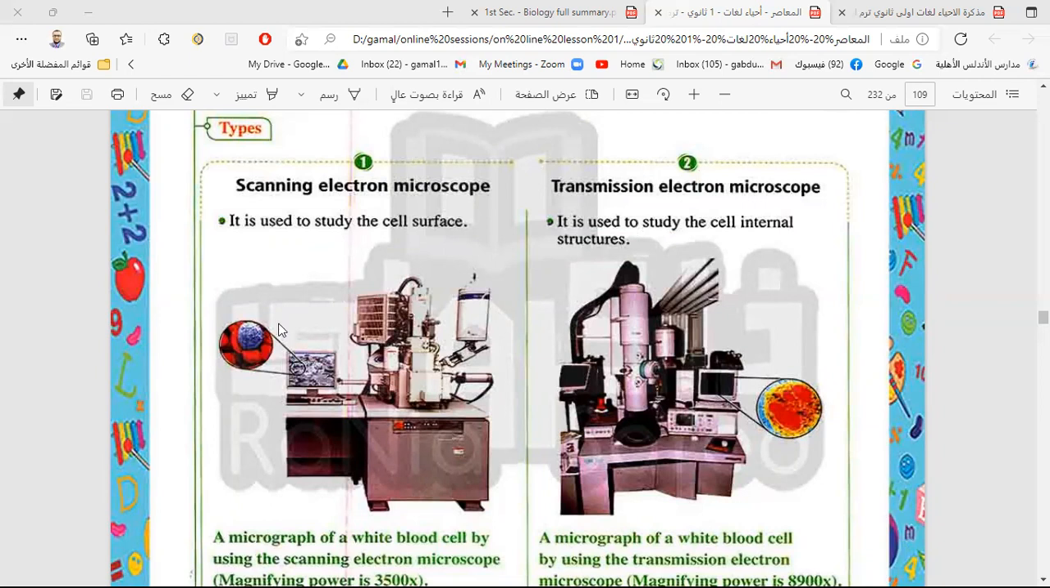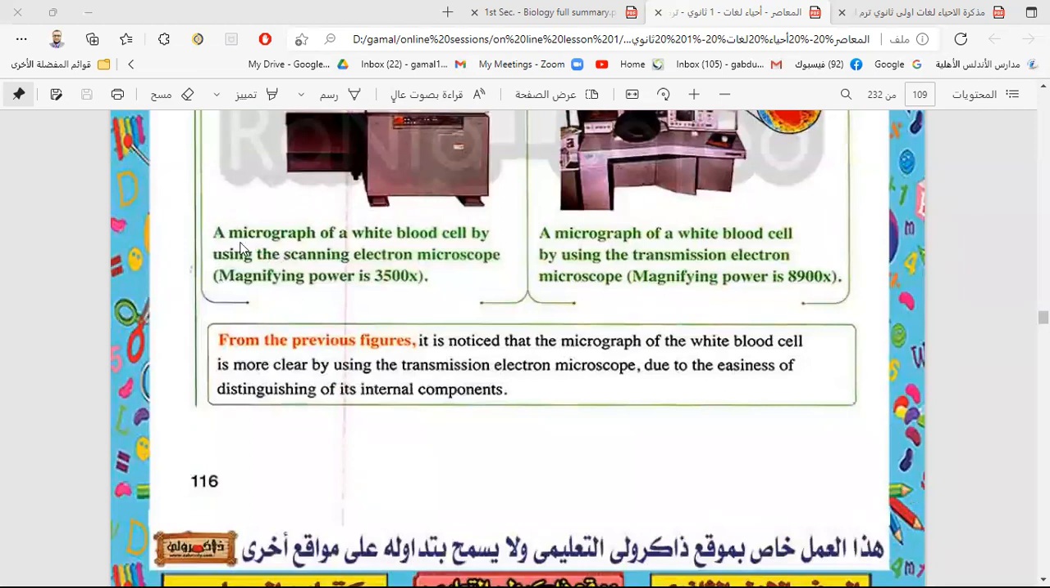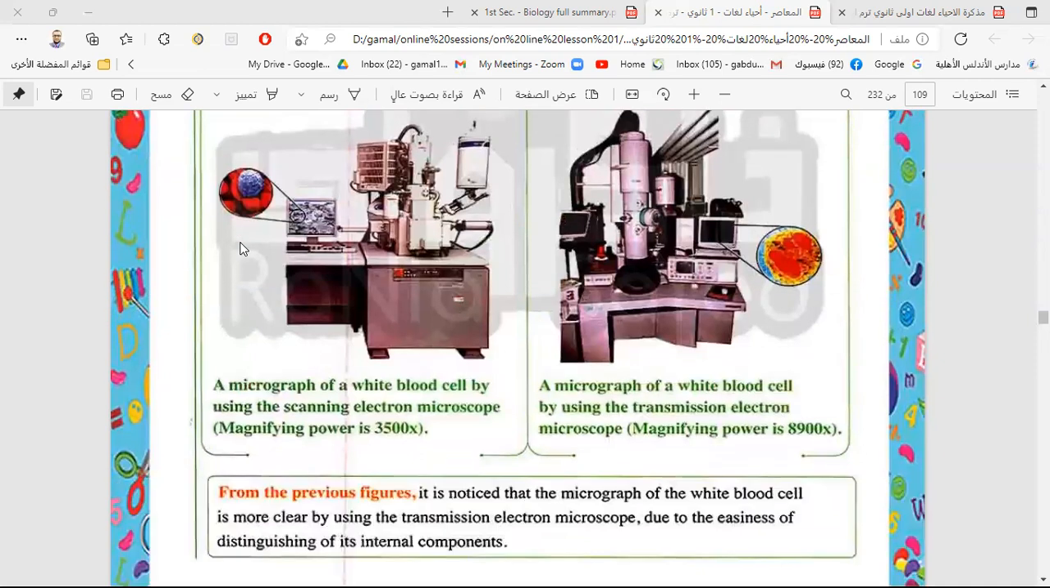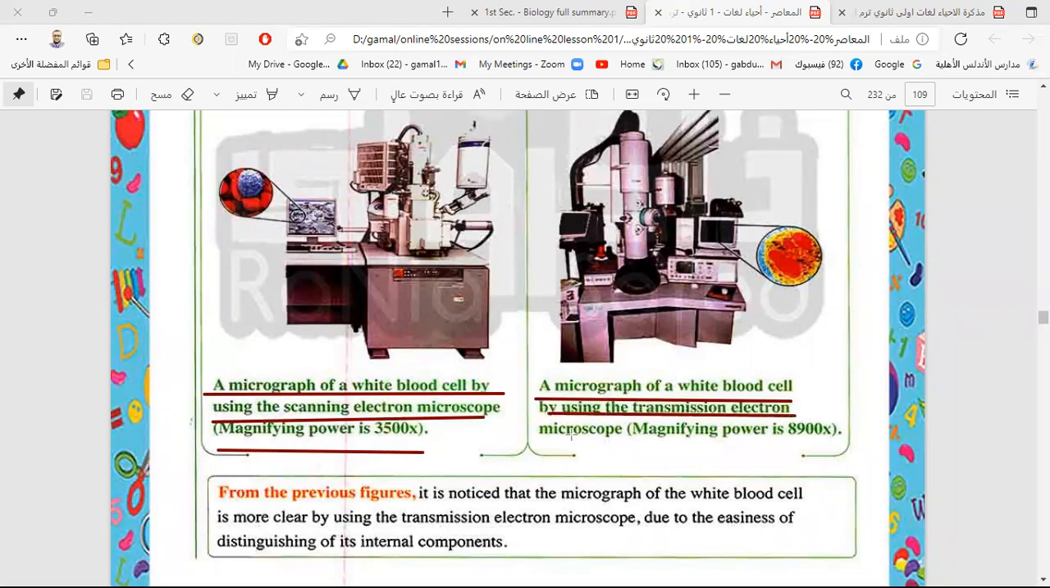Micrograph of the white blood cell using the scanning electronic microscope, the magnification power 3500x. يبقى انا عامل magnification لوايت بلاد سيل 3500 times. لكن هنا بالميكروسكوب بقى الترانسميشن ميكروسكوب, the white blood cells using the transmission electronic microscope, the magnification power هنا كام بقى 8900x، بكبرها تقريبا 8900 times، وبالتالي الوضوح هيكون اكثر.